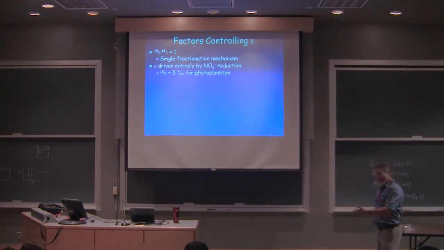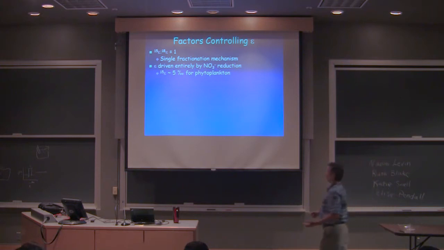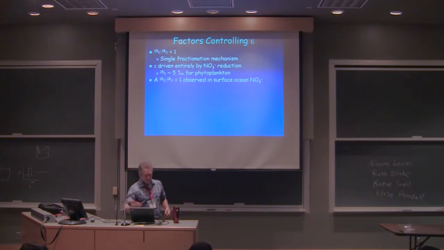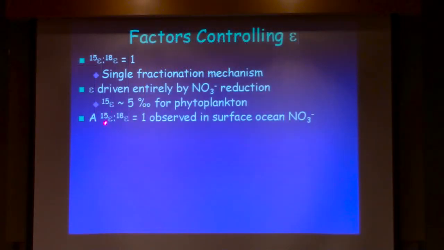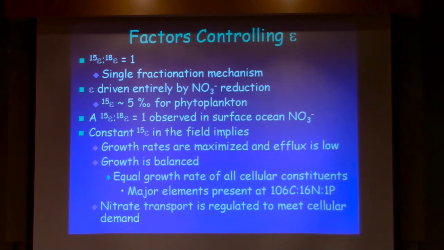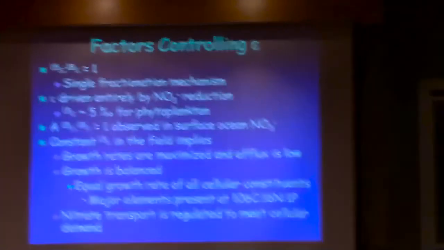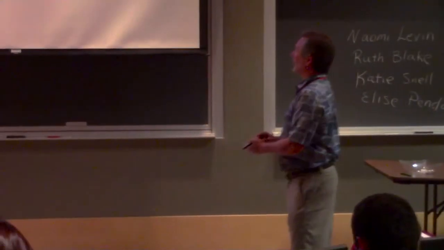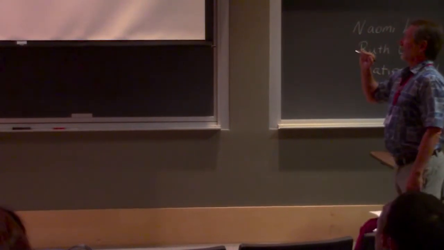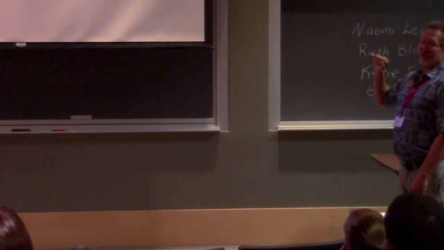So influx and efflux must play a strong role in that. We observe in the ocean, if we were to compare the profile of delta 18O in nitrate with delta 15N and take the ratio of those, we would get an observation of 1, similar to what we see in the laboratory. So what it appears is that growth rate is being modulated to give us sort of balanced growth, or the flux. The growth rates are maximized and efflux is minimized.